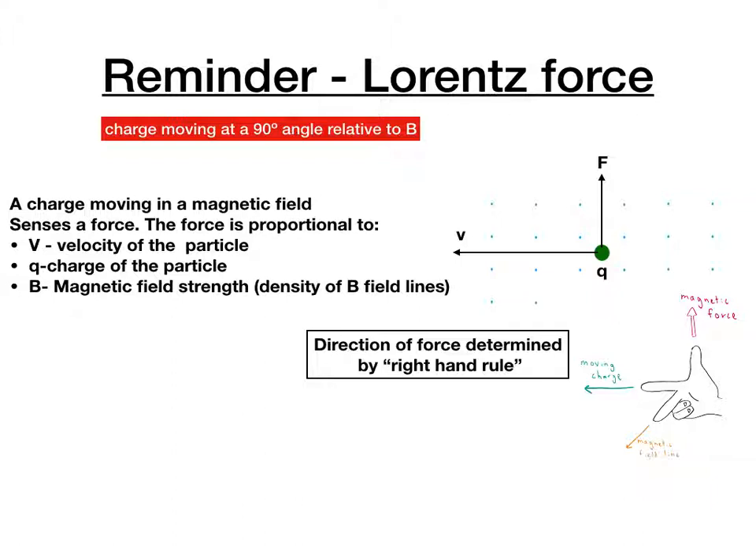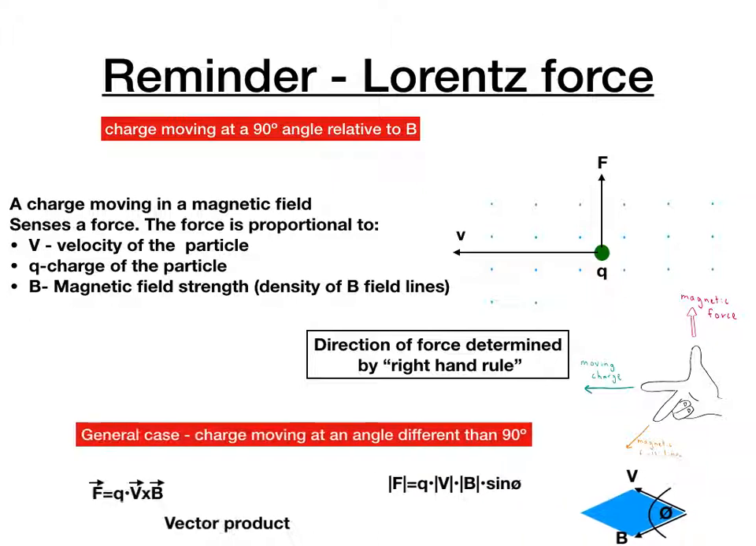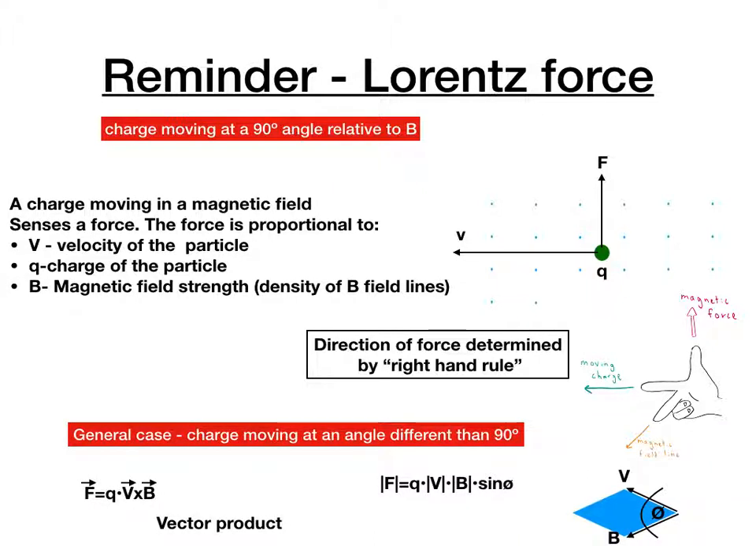In the general case, when the velocity direction is not 90 degrees to the magnetic field, the force would be given by the vector product of the velocity and the magnetic field. If you actually want to calculate it, it's just the charge times the absolute value of the velocity times the value of the field times the sine of the angle between the velocity and the magnetic field.